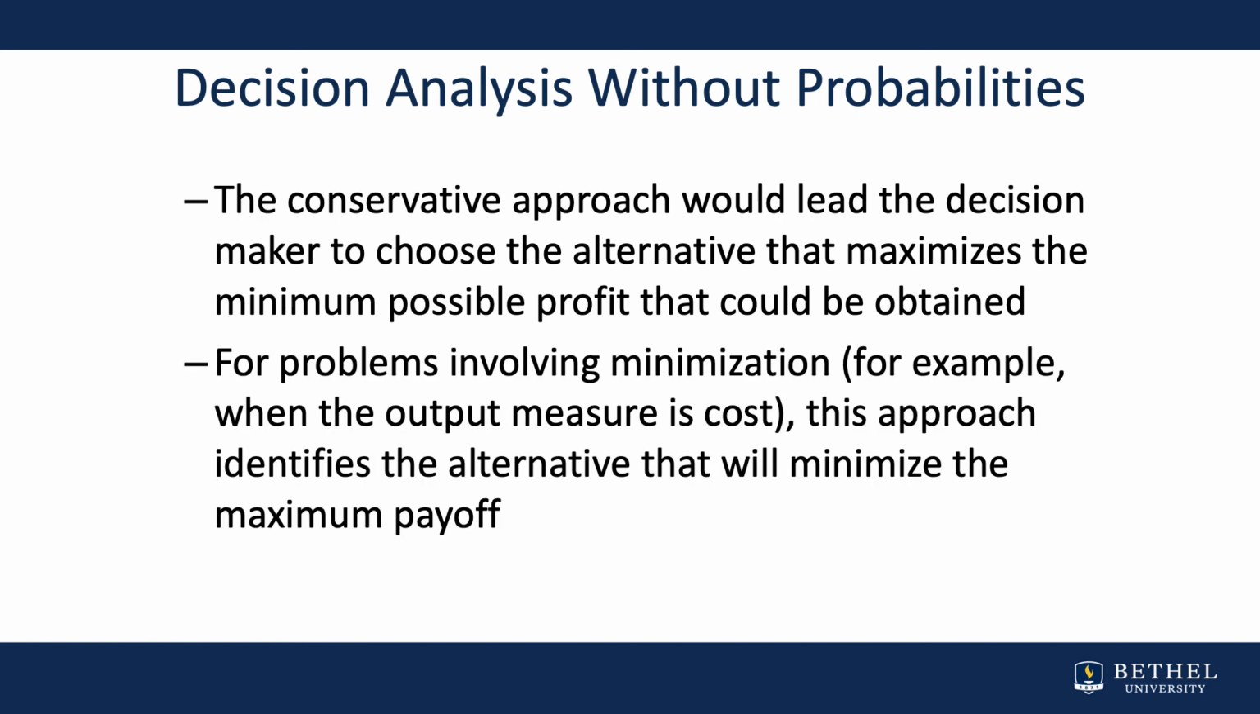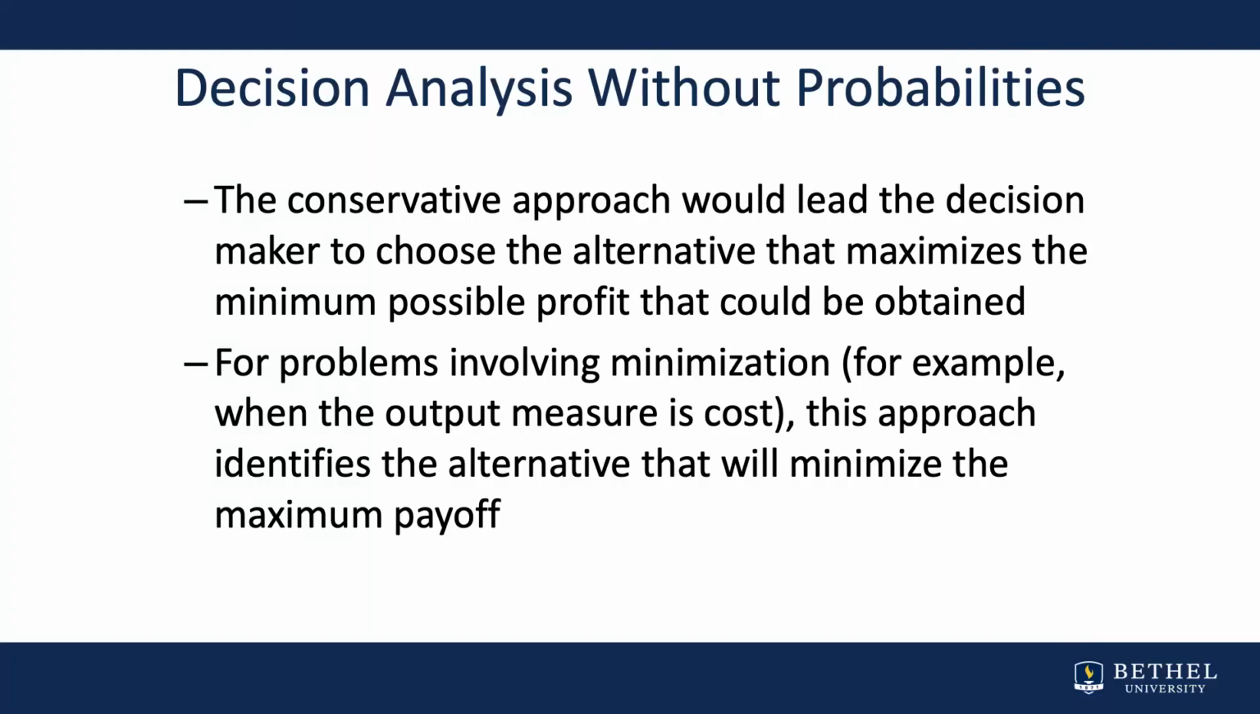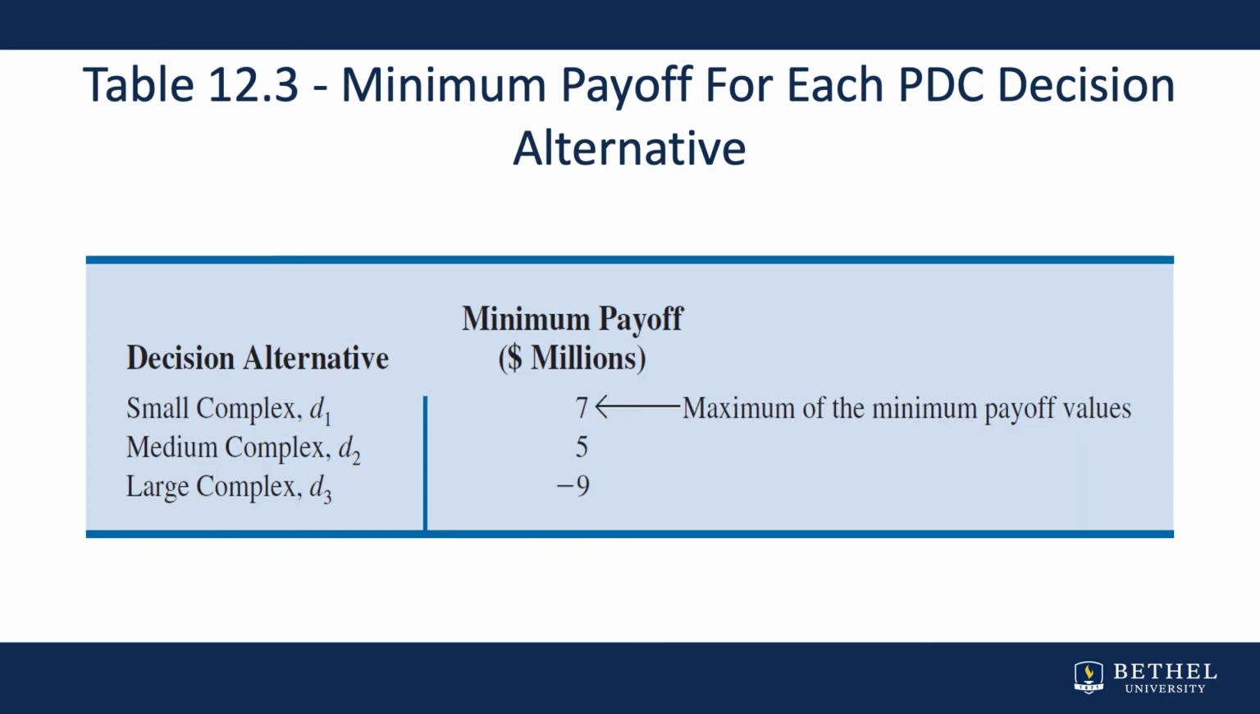For problems involving minimization, for example, when the output measure is cost, and we did a little bit of a minimization example earlier in the course, this approach identifies the alternative that will minimize the maximum payoff. So in table 12.3, we see the minimum payoff for each of the PDC decision alternatives. If they build a small complex of 30 condominiums, then the maximum of the minimum payoff would be $7 million.